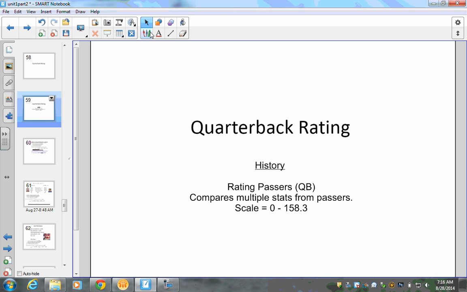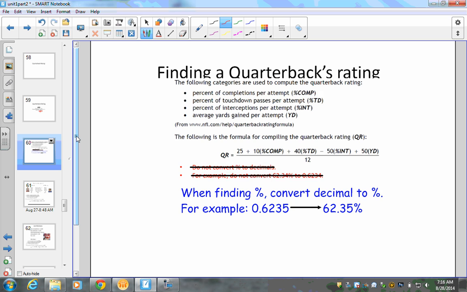Now, just a little bit of an idea is that you work off a 0 to 158.3 scale. Obviously, the lower you are, or closer to 0 you are, the more you would be considered not a very efficient or good quarterback. So let's go ahead and dive into the actual formula itself.